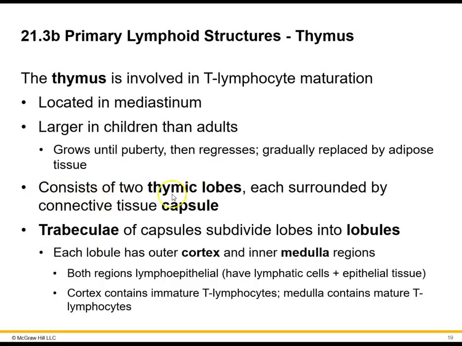It's going to consist of 2 thymic lobes, and each is going to be surrounded by a connective tissue capsule. Now that capsule has these things called trabeculae, which kind of dive into the thymus and subdivide those lobes into lobules. Each lobule is going to have an outer cortex and an inner medulla. Both regions, the cortex and the medulla, are lymphoepithelial. That means that they have lymphatic cells and epithelial tissue. The cortex is going to contain immature T lymphocytes, while the medulla contains the mature T lymphocytes.